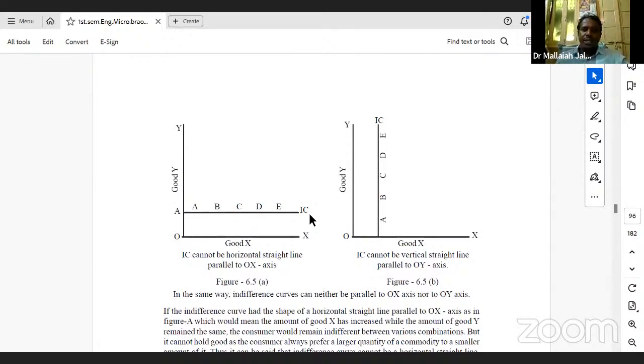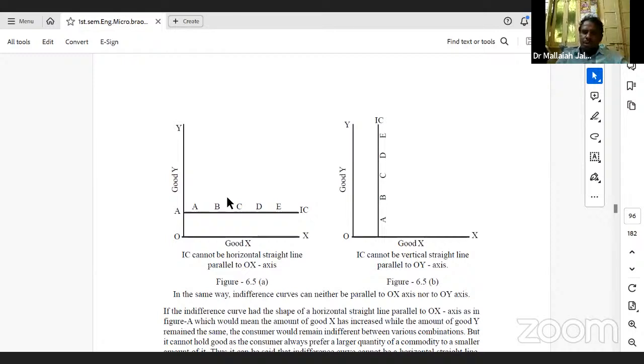Another property: indifference curves are not horizontal. This is horizontal and this one is vertical. Indifference curves are not horizontal in shape, and not vertical in shape. Why is it not like this? You should not write that it looks like this; you should write that it does not. Indifference curves are not horizontal to the x-axis, and not vertical to the y-axis. You remember this logic.